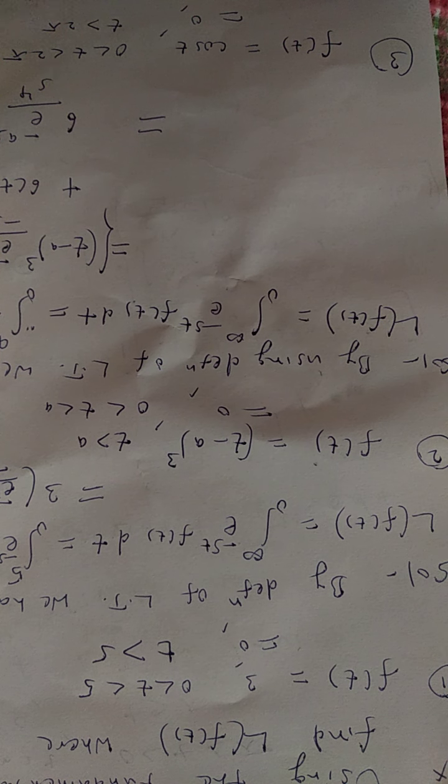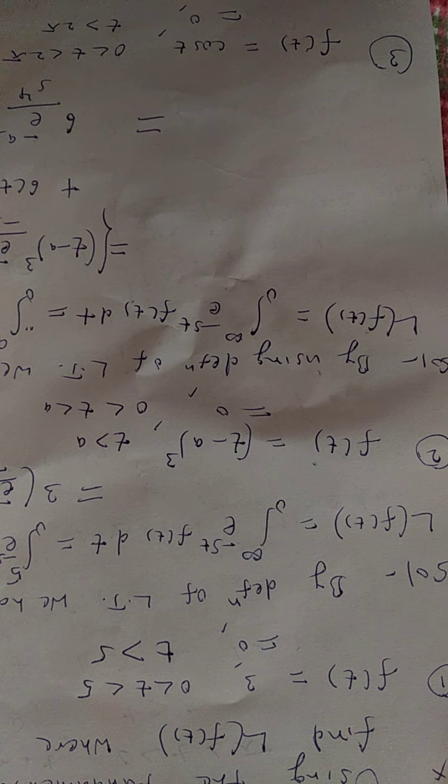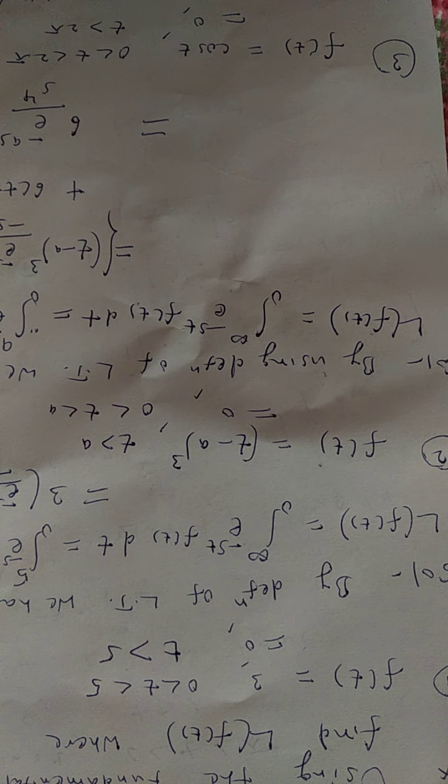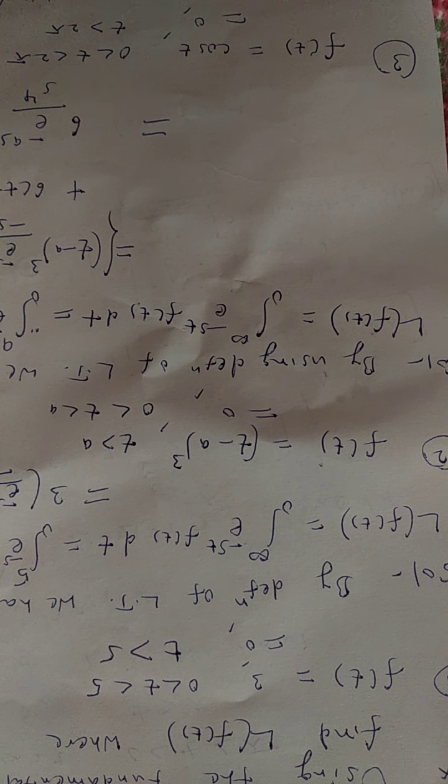Then using this definition, we have seen some standard results. Laplace of e raised to at is 1 upon s minus a, Laplace of 1 is equal to 1 upon s, Laplace of sin at is equal to a upon s square plus a square, Laplace of cos at equal to s upon s square plus a square, Laplace of sin hyperbolic at is a upon s square minus a square, Laplace of cos hyperbolic at is s upon s square minus a square, Laplace of t raised to n equal to n factorial divided by s raised to n plus 1.